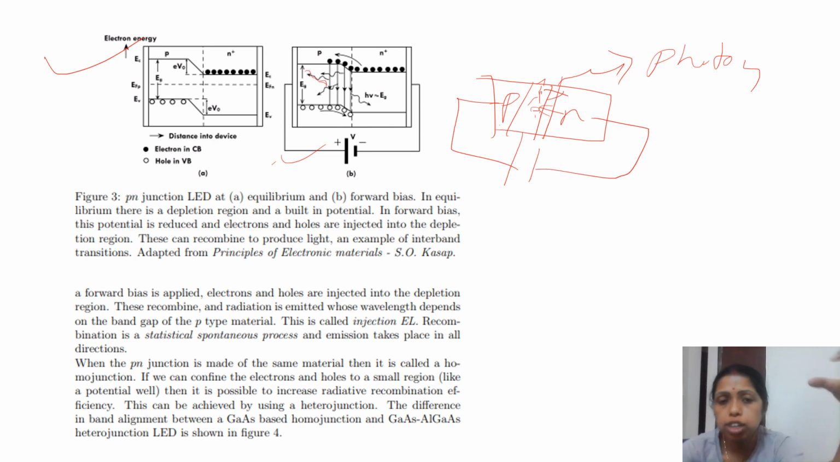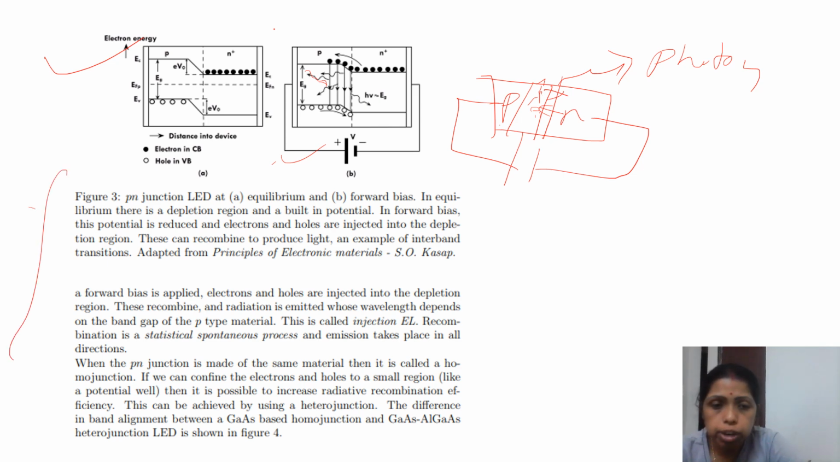So you have to inject the electron and hole in the depletion region, and they should be confined in one certain region, so that those electrons will not go to the P region. Before going to the P region, the electron should be recombined, and the hole also, before going to the N region, should be recombined with the electron. This process is also called electroluminescence. We are giving some electrical bias for getting luminescence, right? So this entire process is called luminescence.